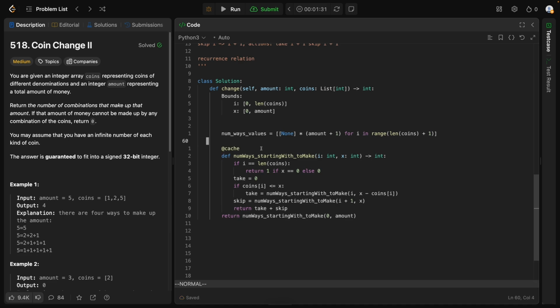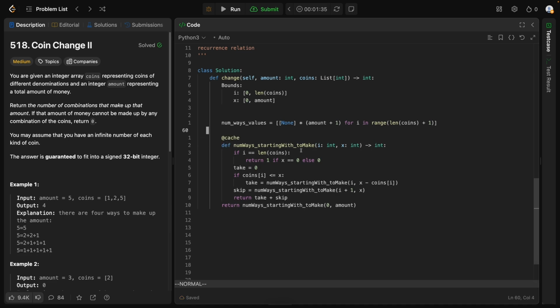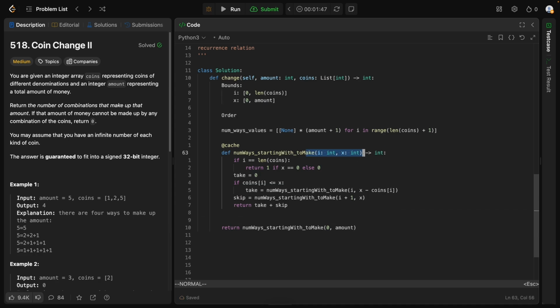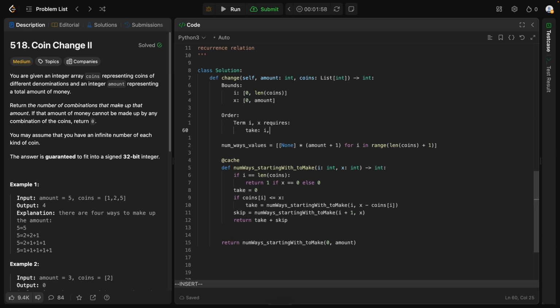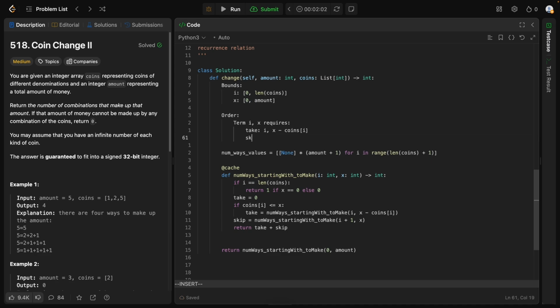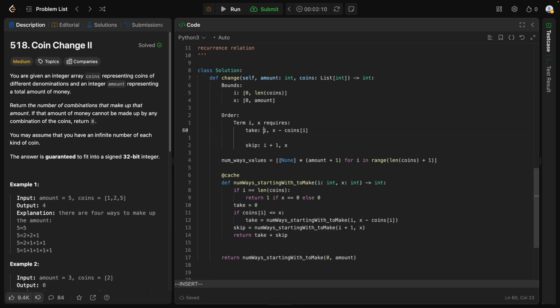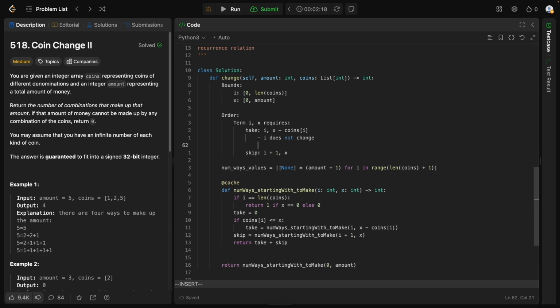Since I want to stop using recursive calls, I have to handle the order in which these terms are evaluated myself. Since I already have the recurrence relation, I can just use this to figure out the order. The general term i, x requires the recursive terms of take and skip. So i, x requires take, which is i, x minus coins of i, and skip, which is i plus 1, x. In take, for i, x to be calculated, I need i, x minus coins of i. So since i does not change, x depends on x minus coins of i. That means I need to calculate x minus coins of i before x.